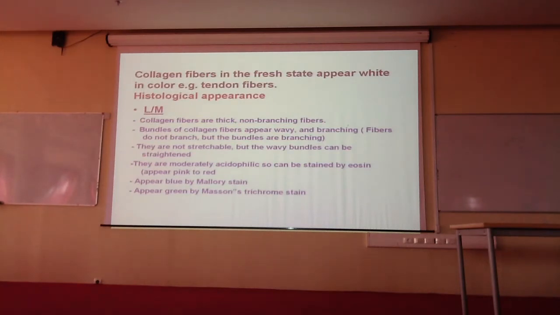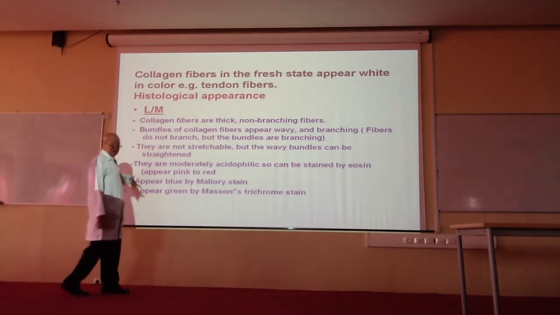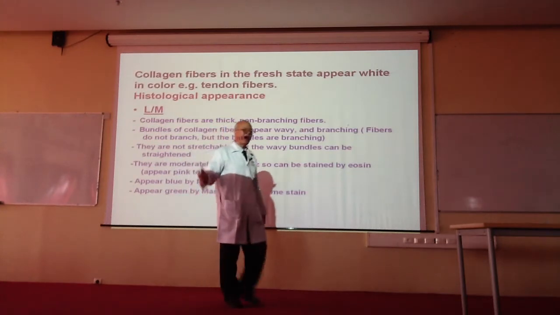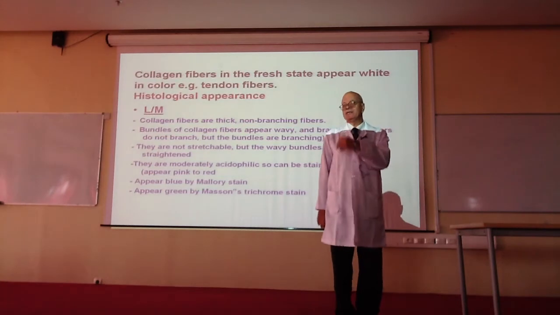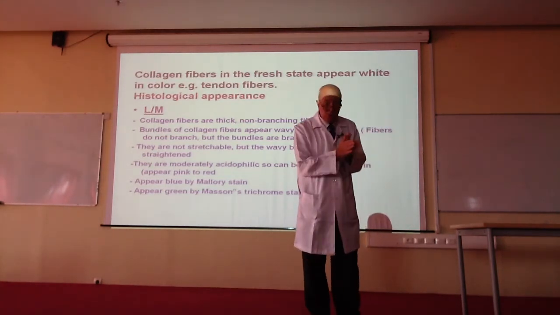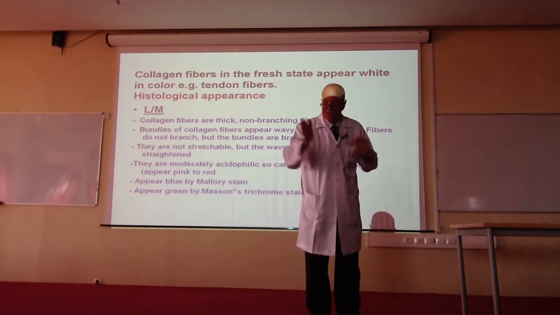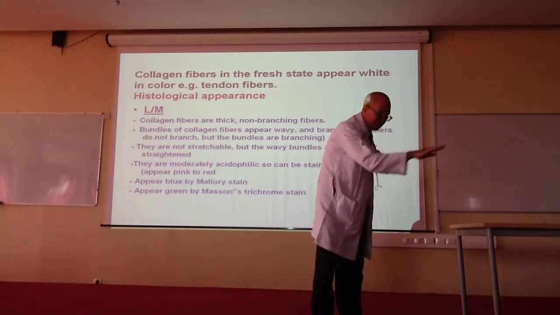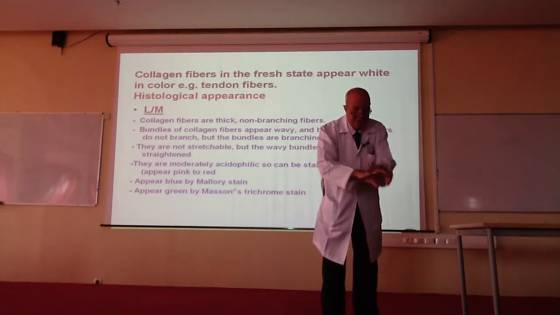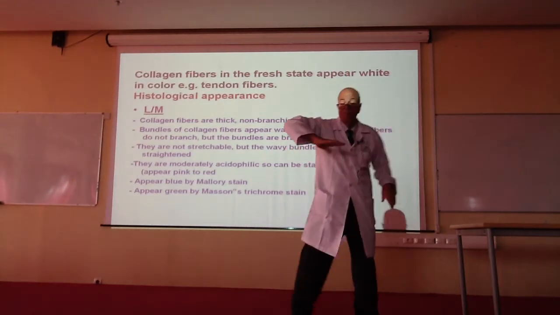Collagen fibers in the fresh state appear white in color, just like tendon fibers. Histological appearance: the collagen fibers are thicker than the elastic and the reticular fibers. When they appear in tissues, they usually collect to form bundles. When you see the bundles, you see that they are wavy.